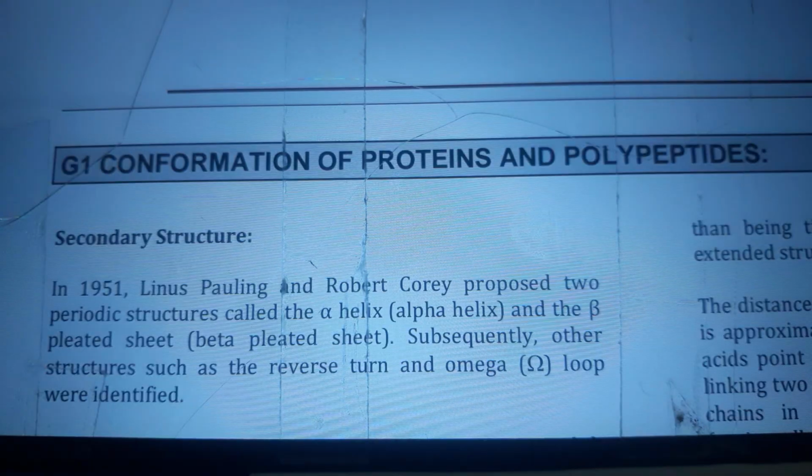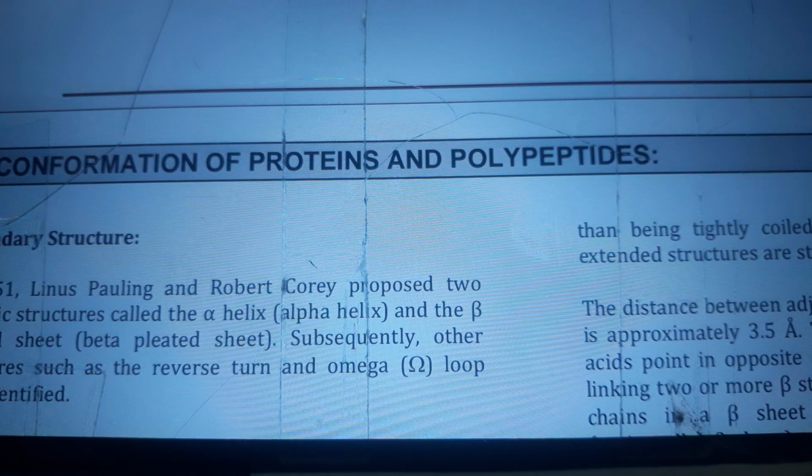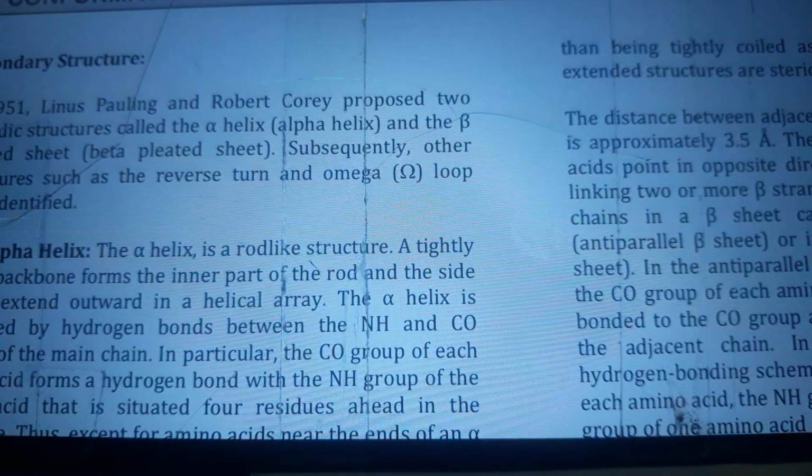The next topic will be the conformation of proteins and polypeptides. Secondary structure: in 1951, Linus Pauling and Robert Corey proposed two periodic structures called the alpha helix and the beta pleated sheet. Subsequently, other structures such as the reverse turn and omega loop were identified.